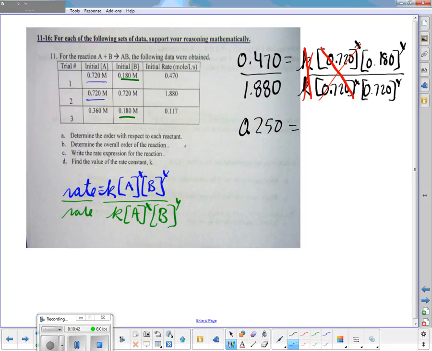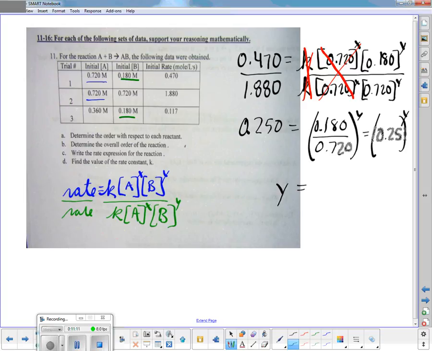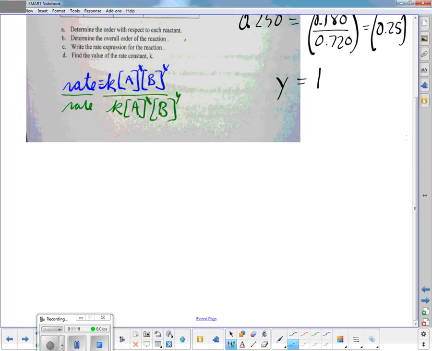Okay, do 0.18 divided by 0.72. So basically, I'm putting both of these inside like this and bringing the y out. So it was 0.25 on this side too? Well, this is really easy, because to what power do I need to raise 0.25 to get 0.25? If it's 0, it goes to 1. So I want it to be 1. So I can just say really quickly, y is 1. So I've got that one done. I know what its power is.